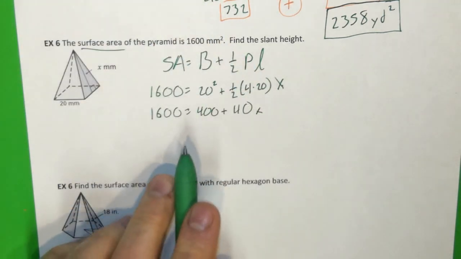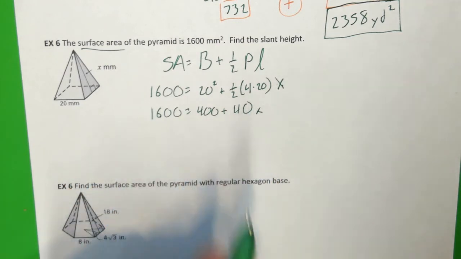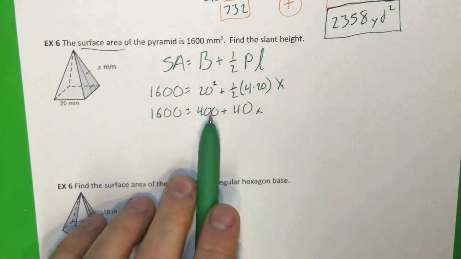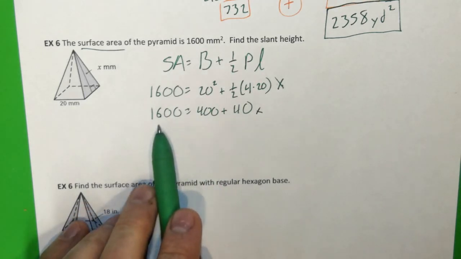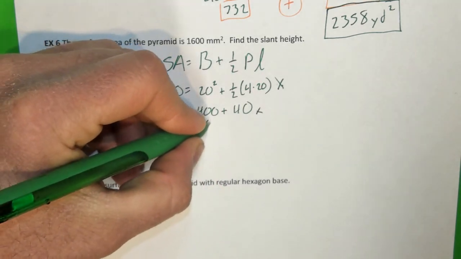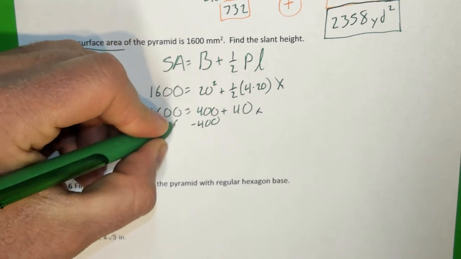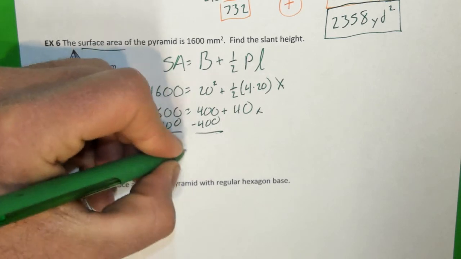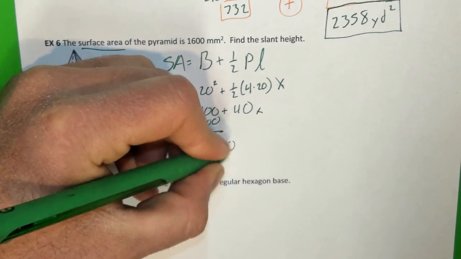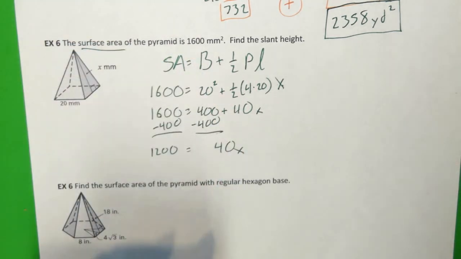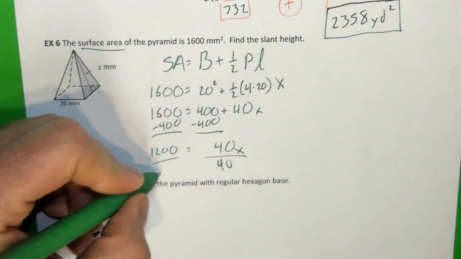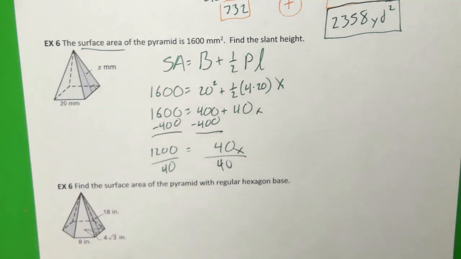Now, all of a sudden, what we have is an equation that I would give to some middle schoolers, and they would be able to solve this very quickly and easily. So we're going to move our 400 over to the other side by subtracting it. Everything turns into an algebra problem. And then we're going to get rid of our 40, and we're not going to subtract or add it again. We're going to divide it this time. We're going to divide by 40 each time. And that's going to give us our slant height.